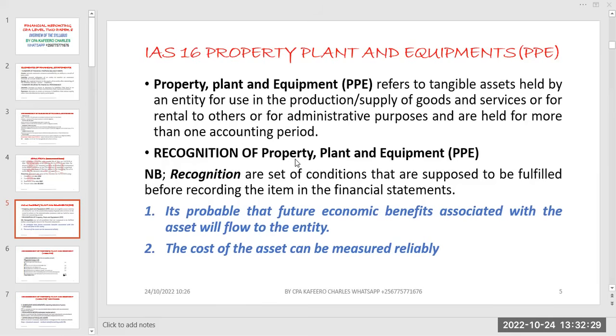Let's first understand something before we start to go deeper into the PPE. I'm going to be abbreviating it with PPE. I hope you can cooperate with me with that word. I want you to first understand that there are so many standards that deal with assets, especially non-current assets.